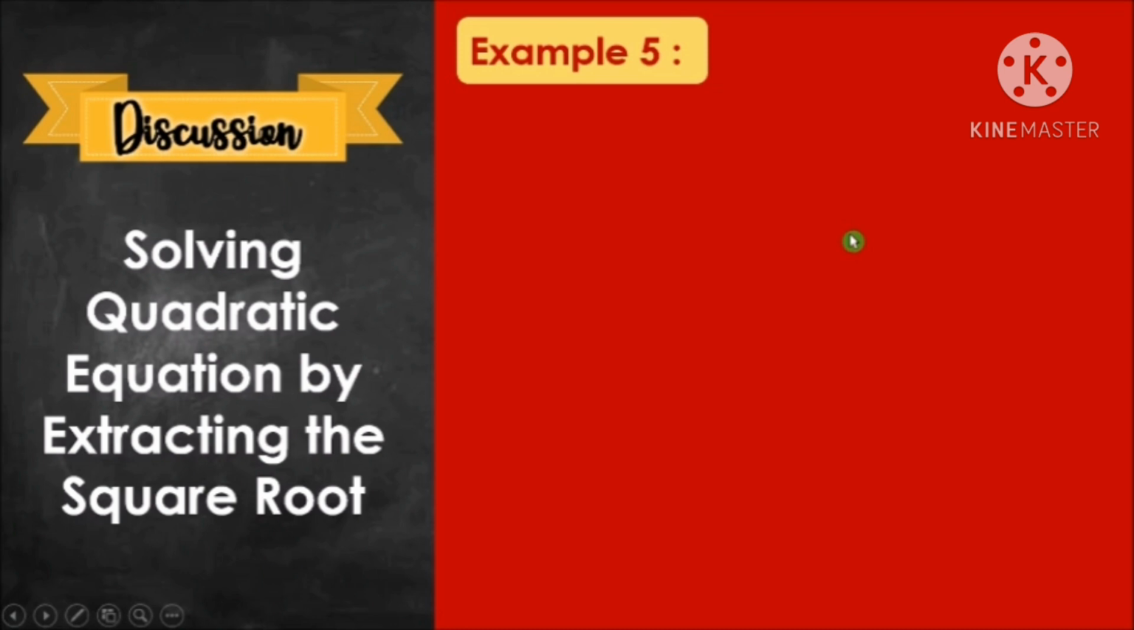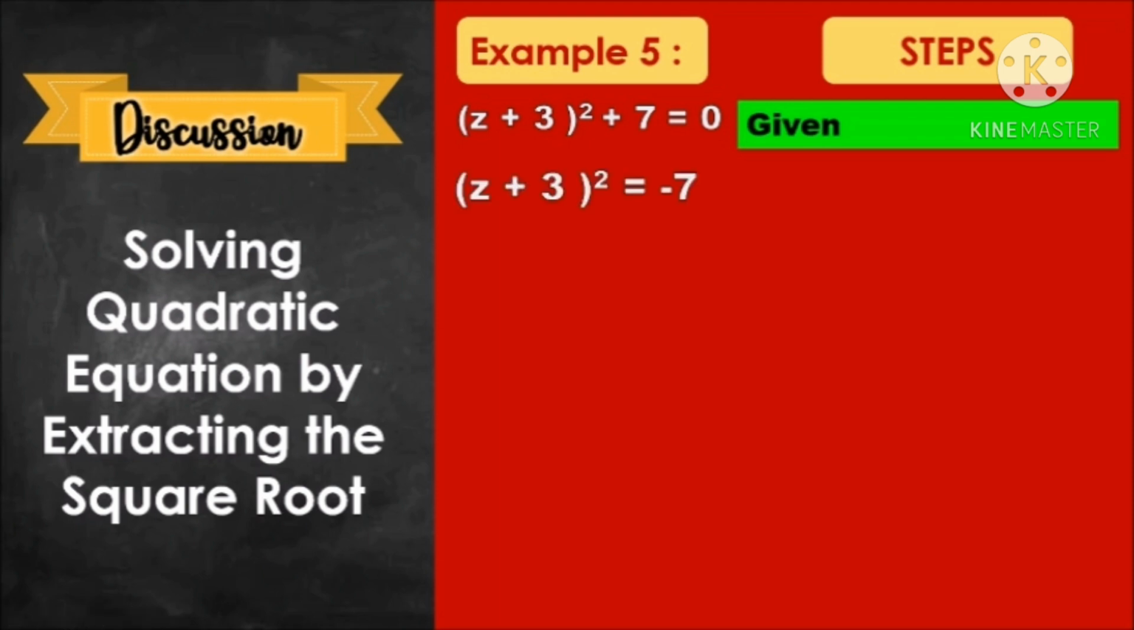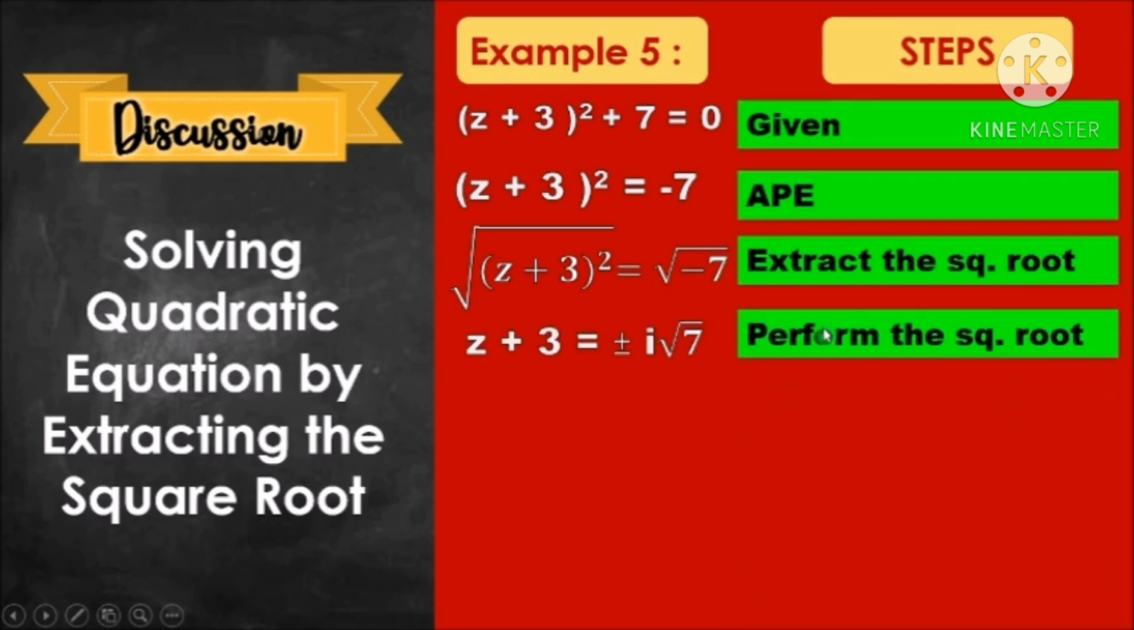Para naman sa example number 5, (z + 3)^2 + 7 = 0, and that will automatically be the given. So, ang una natin gagawin, ilipat natin ang positive 7 sa kabilang side by using APE. And then after this, lagyan na natin ang square root by following extracting the square root. So, lagyan natin ang square root sign ang left at ang right side ng equation. Then, we now perform the square root.